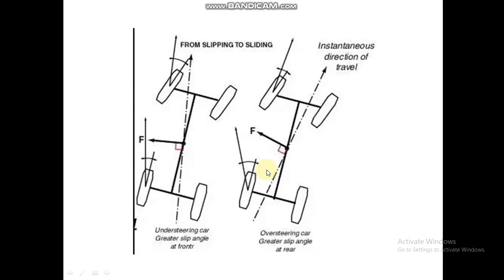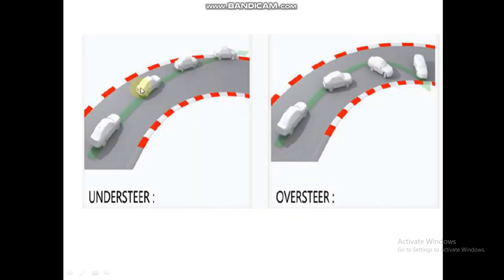Okay, so see from this diagram, when understeer happens, the slip angle of the front tires is greater than the rear tires, and when oversteer happens, the slip angle of the rear tires is greater than the front tires. So this is the difference between understeer and oversteer.